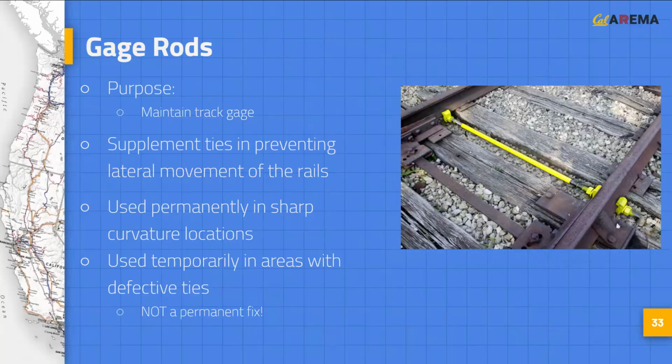The purpose of gauge rods is to maintain track gauge, supplementing ties and preventing lateral movement of rails. Gauge rods may be installed permanently in sharp curvature locations or temporarily in defective tie condition areas, though they should not be considered a permanent fix.